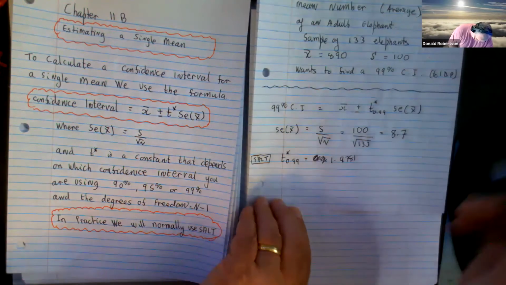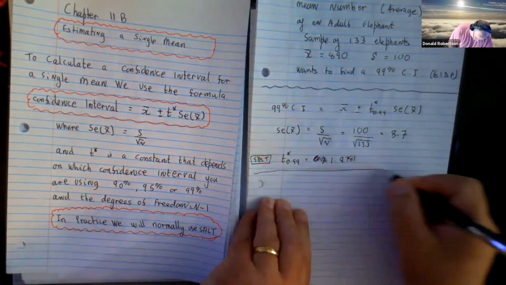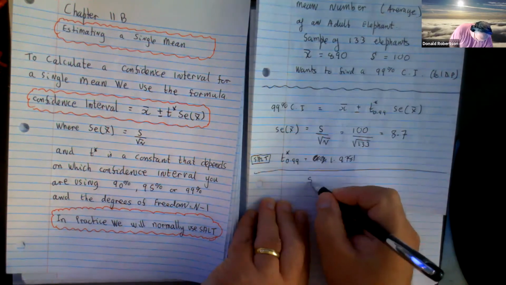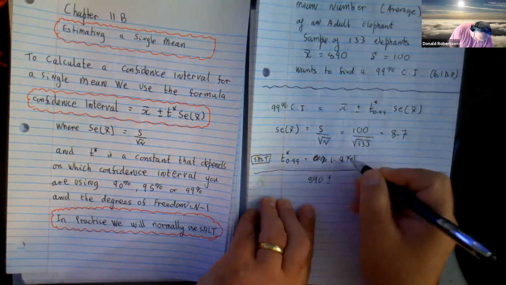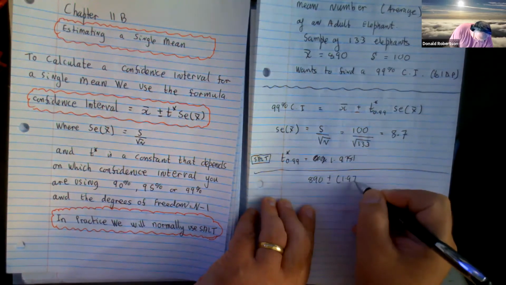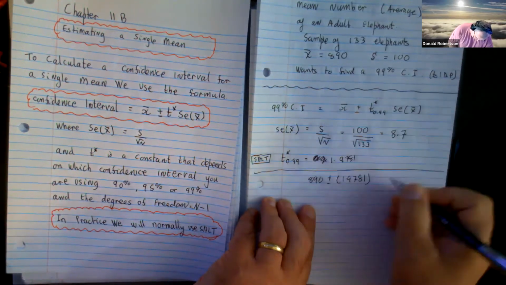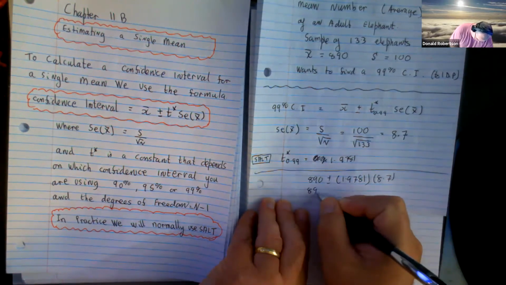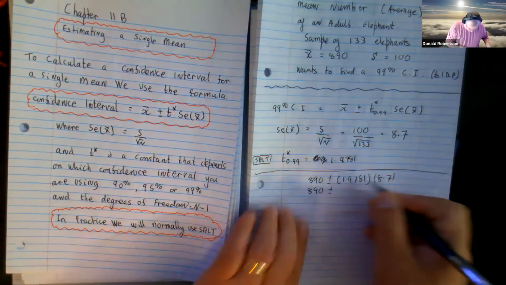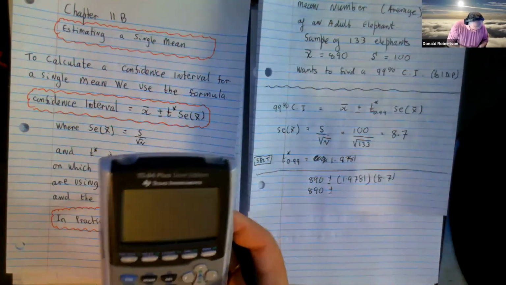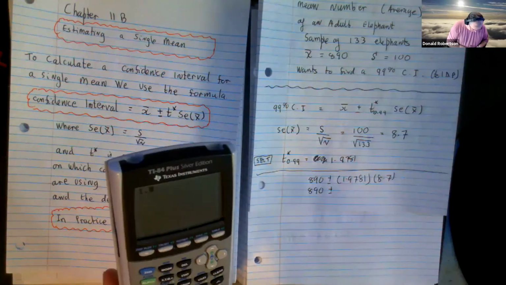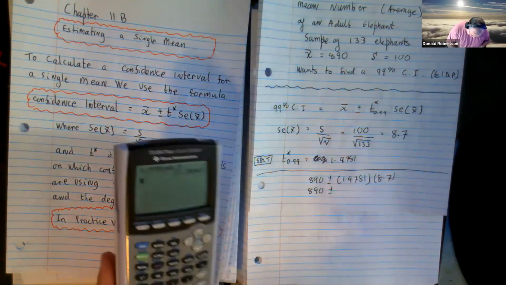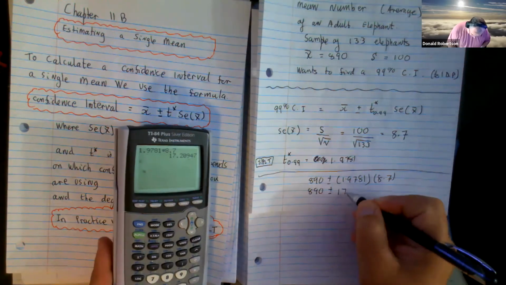So we've got all the pieces. We know X bar, it's 890. We know this guy, 1.9781. We know this guy, 8.7. And so we have 890 plus or minus what you get when you multiply those two together. So 1.9781 times 8.7. And I get the answer 17.2.